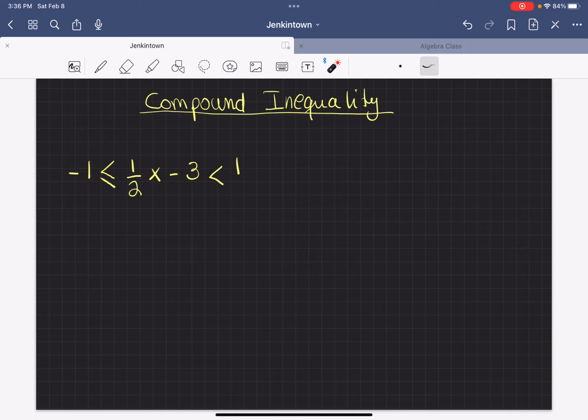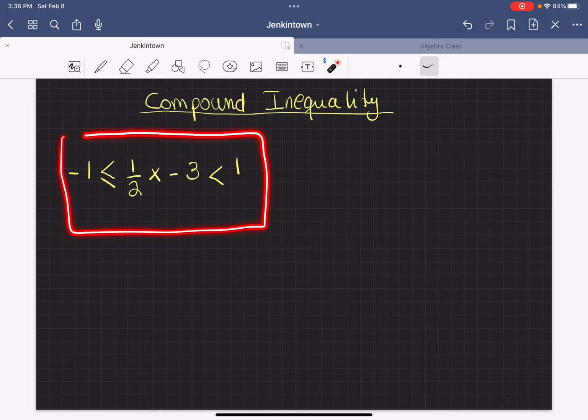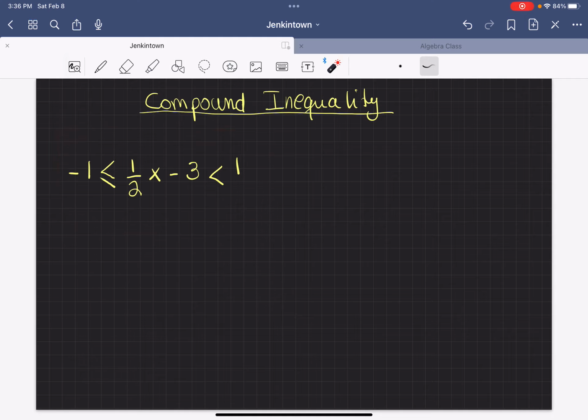Here we're gonna do an example of a compound inequality. This is a compound inequality over here, and as you can see, it has, let's say, three parts. This is one part, then the middle, a symbol, and the part on the right side. So we need to solve everything here at the same time.